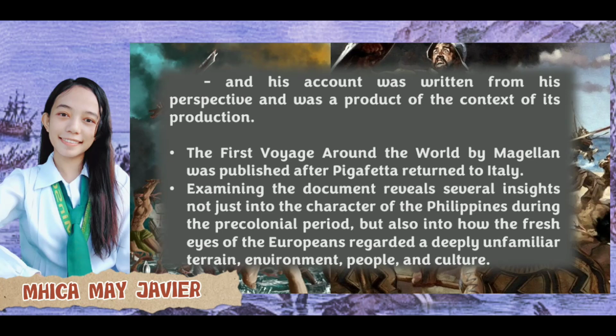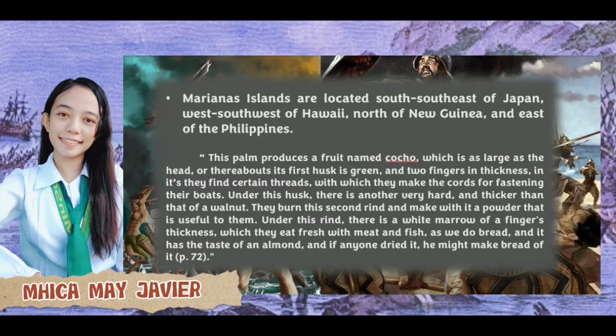the Thieves. Ayon kay Antonio Pigafetta, these people have no arms but use sticks which have a fishbone at the end. They are poor but ingenious and great thieves, and for the sake of that we call these three islands the Ladrones Islands. Ngayon, ang Ladrones Island ay tinatawag na Marianas Island. And Marianas Islands are located south-southeast of Japan, west-southwest of Hawaii, north of New Guinea, and east of the Philippines.